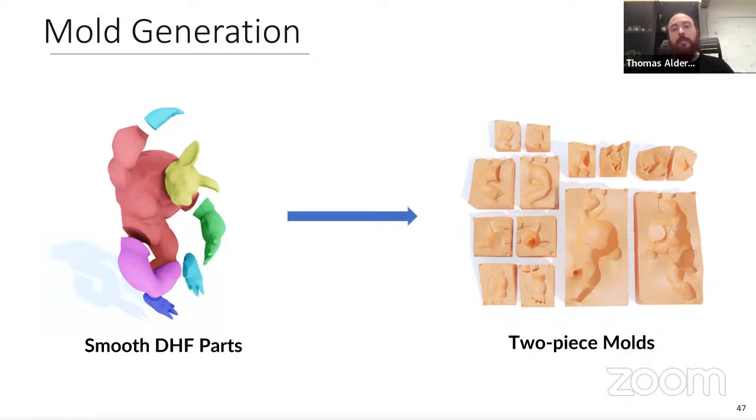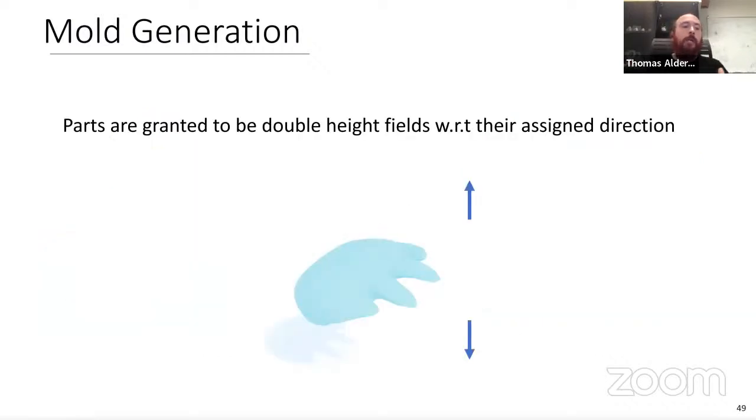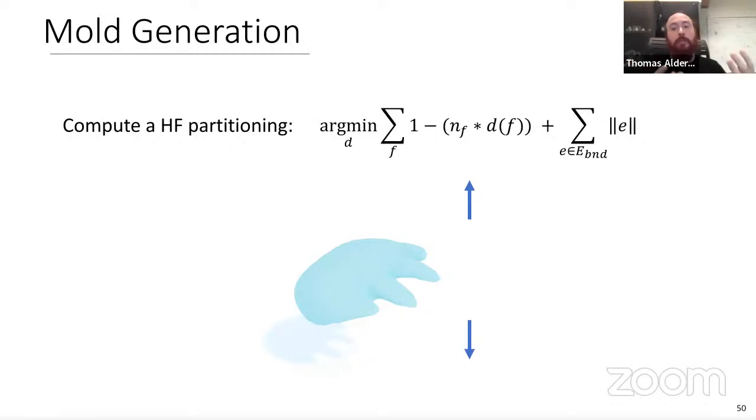The next step is computing automatically the 3D geometry of the 2-piece rigid molds required to cast individually all of these parts. And so, as I told you, at this point we have a set of parts that are guaranteed to be double height fields. So the first step is to decompose each of these parts into the two height fields for the two directions d and minus d. And we do this by solving again a labeling problem, but this time we can consider it as a subproblem where only d and minus d labels are possible.